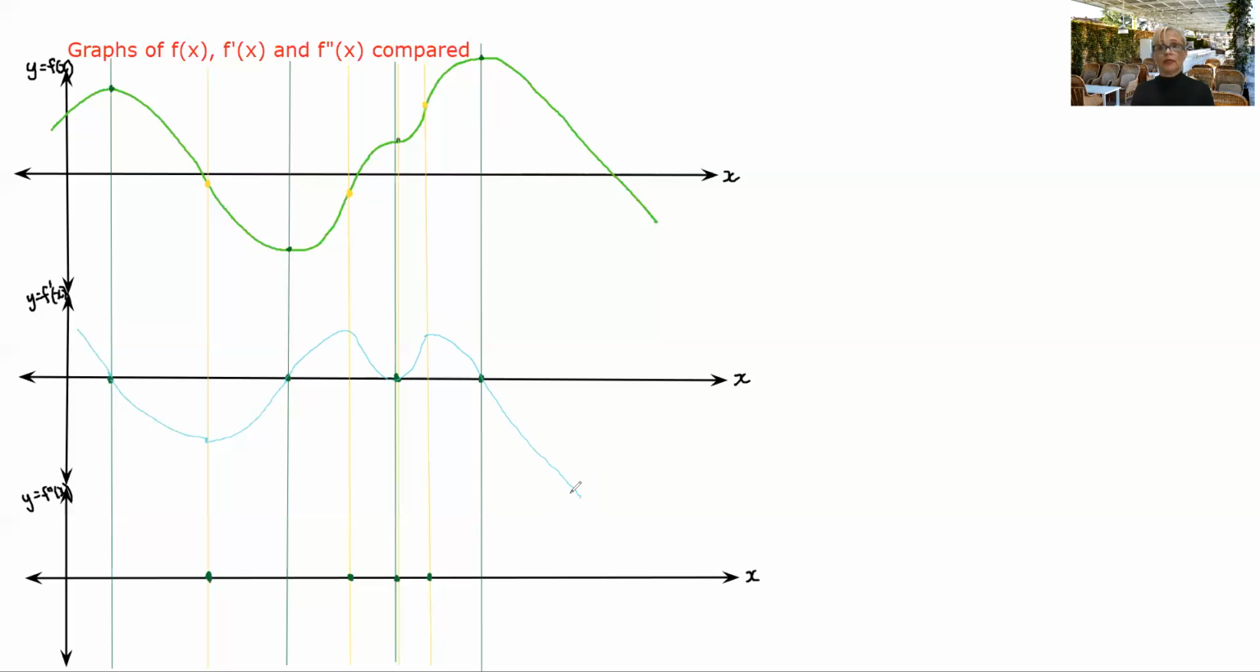So the crucial things to know are that wherever we have a stationary point in our original function, whether it be a local maximum, a local minimum, or a horizontal point of inflection, we must have a 0 for our derivative.